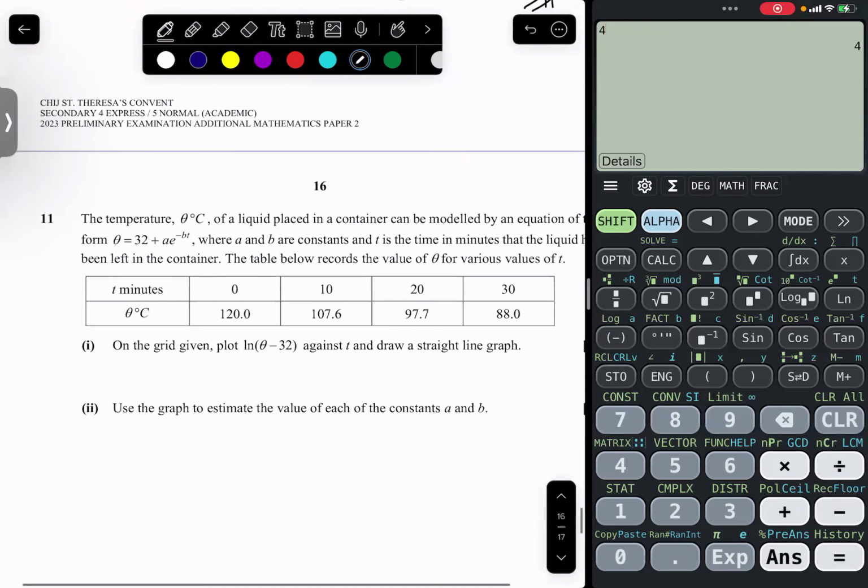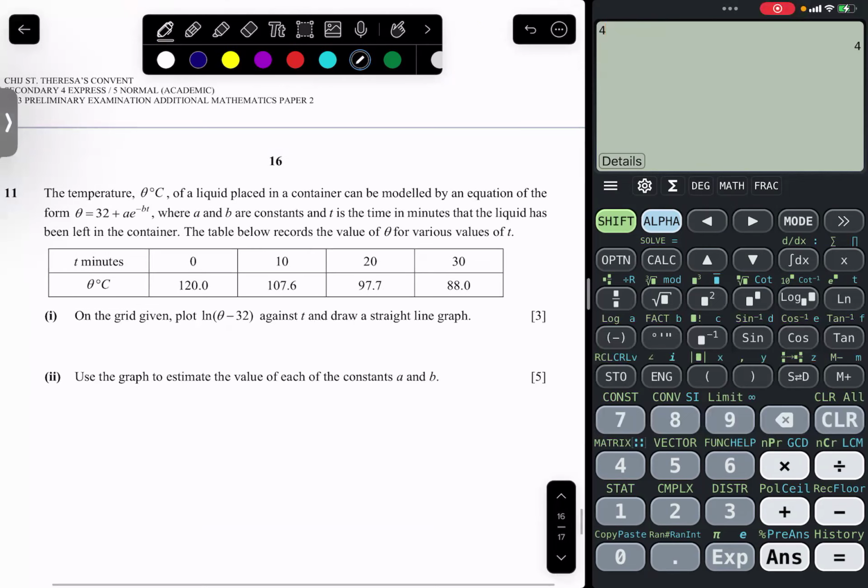The temperature of a liquid placed in a container can be modeled by the equation in the form theta equals to 32 plus A e to the negative bt, where A and b are constants and t is the time in minutes that the liquid has been left in the container. The table below records the value of theta for various values of t. On the grid, plot ln(theta minus 32) against t and draw a straight line.